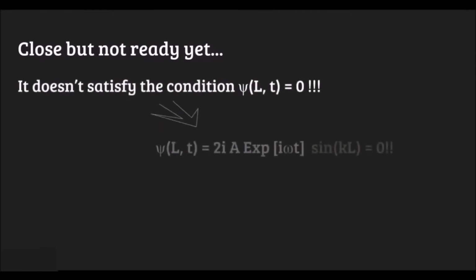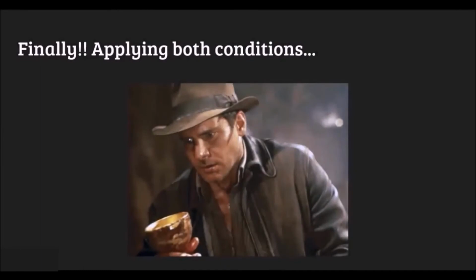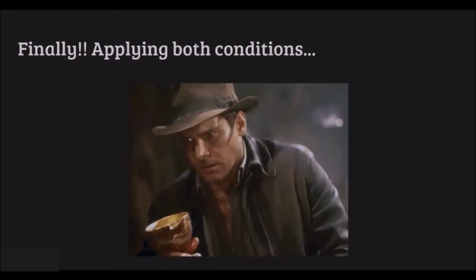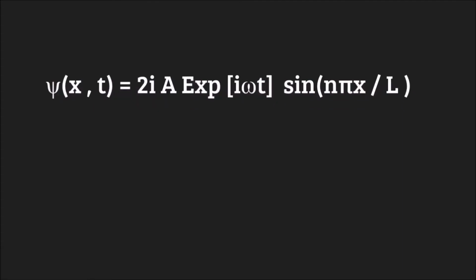We need to impose also a node at x equals L. For this to be true, the sine of kL needs to be 0. And if that's so, k times L needs to be a multiple of pi, reaching the following expression for the wave number, n times pi divided by the length of our string L. Finally, applying both conditions to our first expression, we will find the following one, just by applying our physical boundaries, in which we can clearly see the true nature of nodes and antinodes.